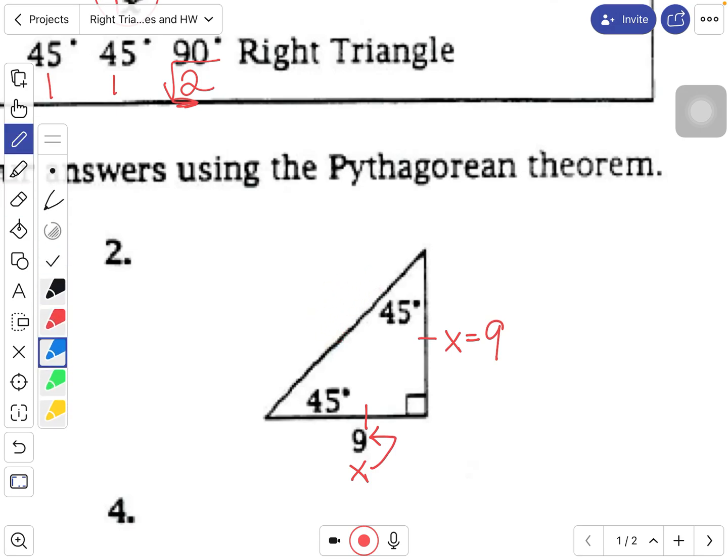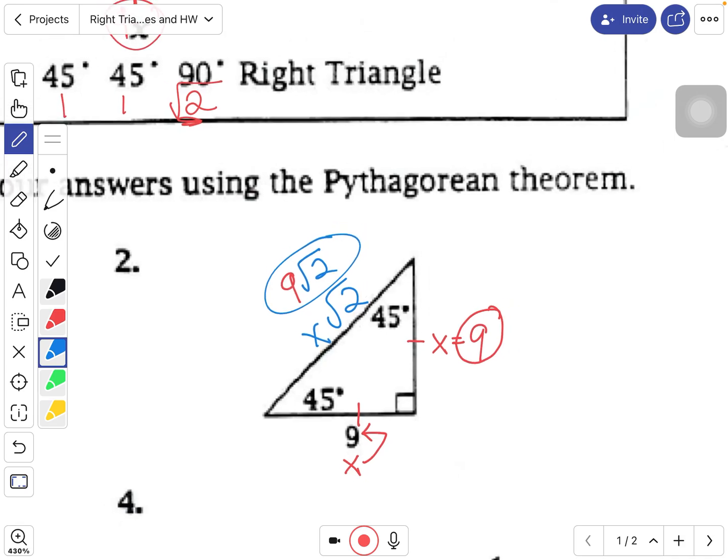So I know that this is x square roots of 2. Well, we know what x is. X in this problem is 9. So all I have to do to figure out the length of the hypotenuse is take that value of x and plug it in. So this isn't going to be x square roots of 2. This will be 9 square roots of 2.